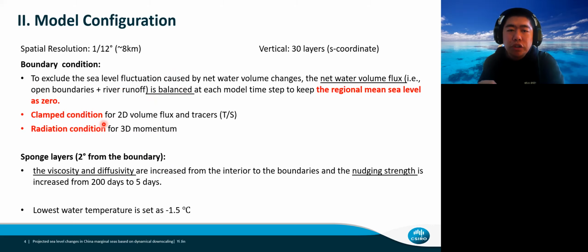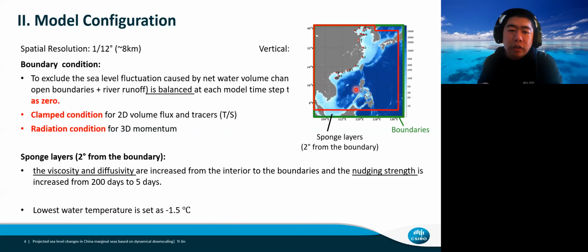And the clamped condition is used for 2D volume flux and tracers. And the radiation condition is used for the 3D momentum. To absorb the inconsistent energy on the boundary, a sponge layer within 2 degrees from the boundary is included, where the viscosity and diffusivity are increased from the interior to the boundary, and the nudging timescale is decreased from 200 days to 5 days. Because there is no sea ice model, the lowest temperature is set as minus 1.5 degrees in the model.